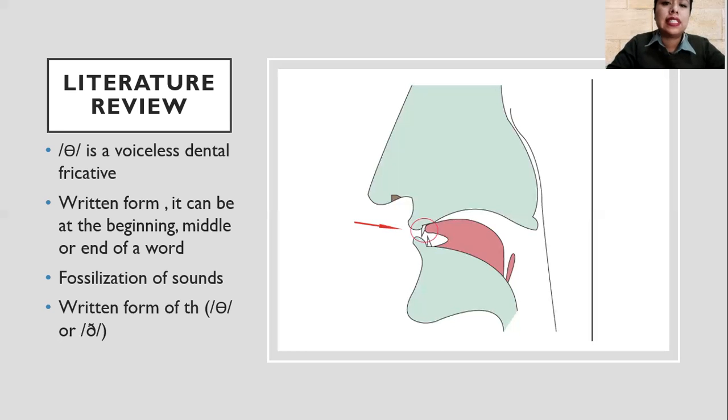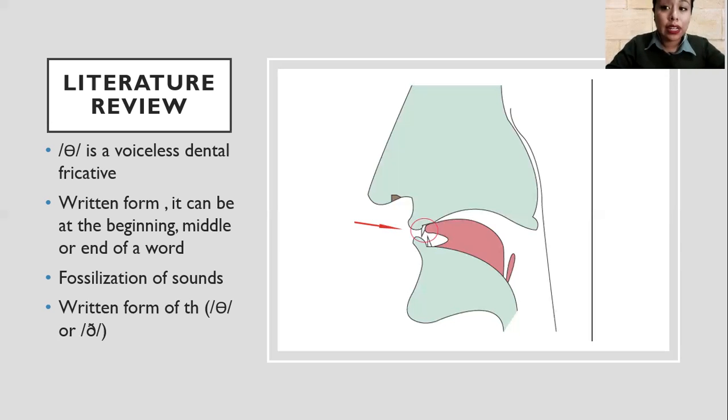Now, what is fossilization? Fossilization has to do with, it's a lexical feature that involves changing words that are similar in the native language and they try to produce this in the second language in question, in this case from Spanish to English.